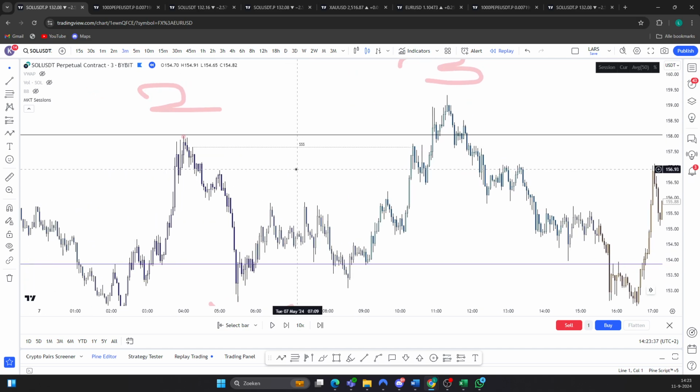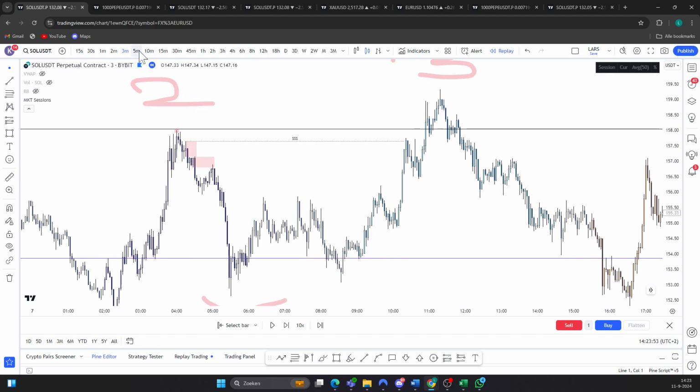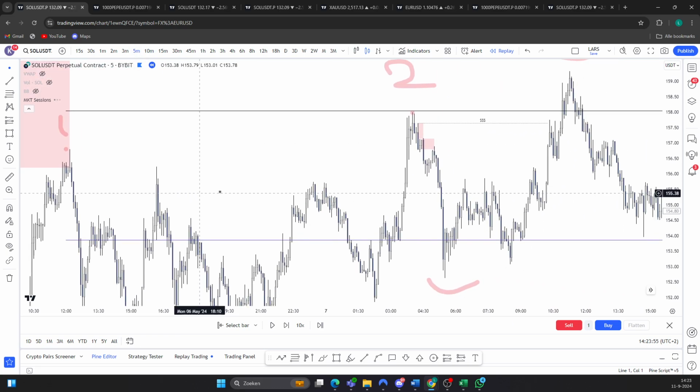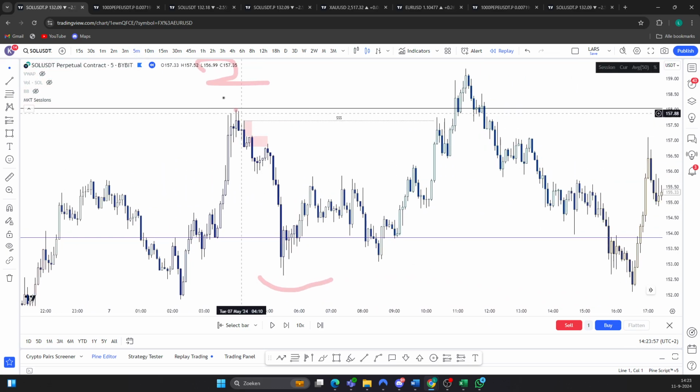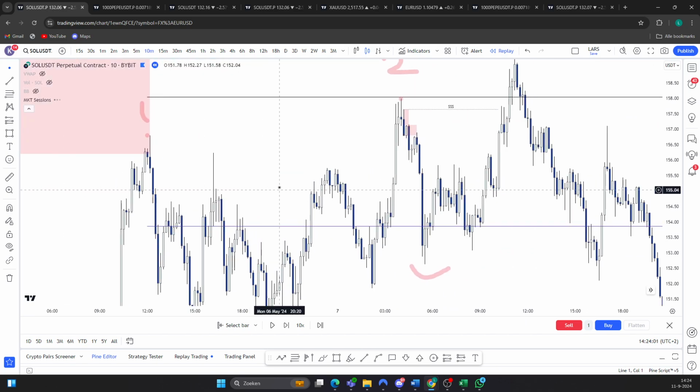That's still unmitigated. Well, I can see a 3-minute order block right here, but that order block already got mitigated on this candle. And then I can see a 3-minute order block right there, but that also got mitigated. So we kind of have our order blocks already getting mitigated. Now I'm scanning through my time frames to see if I have any structure supply or order blocks.